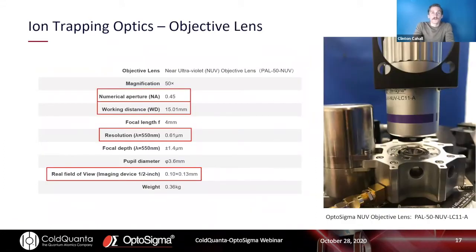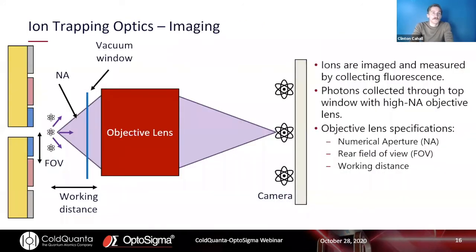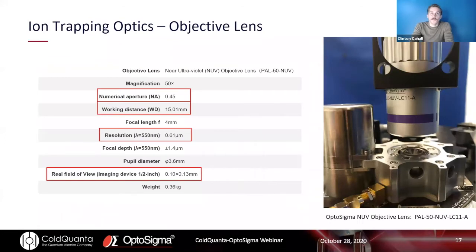Again, we've been able to work with a really great objective lens from OptoSigma, and this lens features, first, it's a near UV objective that actually has compensation for this backing window. It has a built-in compensation for aberrations from that window. It has a high numerical aperture of 0.45 NA, and a large working distance of 15 millimeters, so we're not limited by the backing package itself.